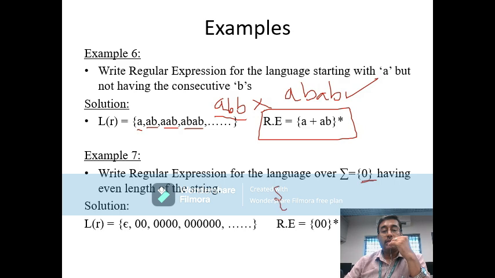So my expression will be, since it's even length, I'm starting with two zeros and adding a power over here. So 0 square means 00, and if I put 4 then it is 8 zeros. So like that it will keep on going. Only even length values you will be adding over here based upon the question.